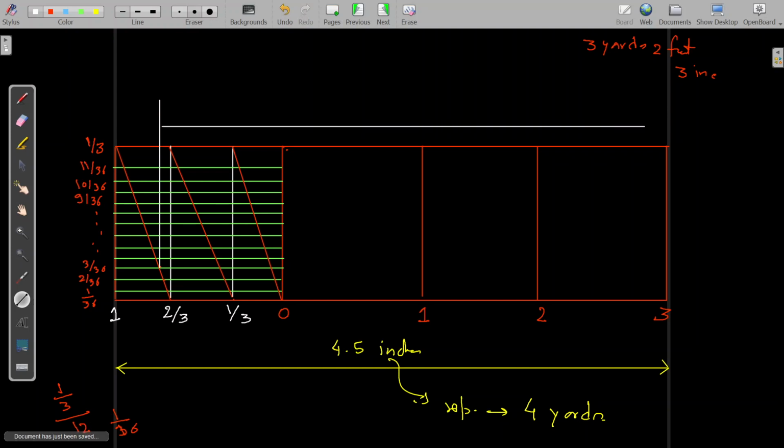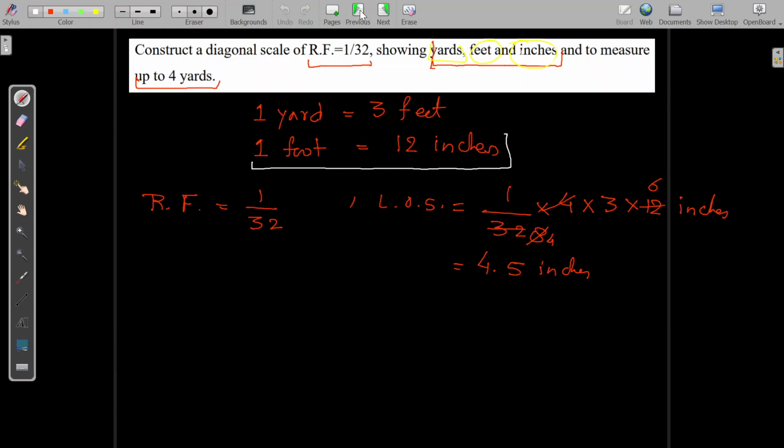Now this length will represent what? 3 yards, 2 feet and 3 inches. Okay, so this is the way how we have to draw the diagonal scale. So keep that in mind.